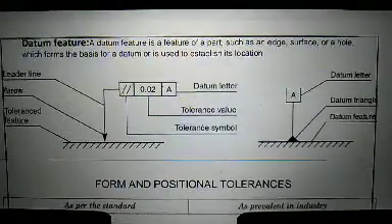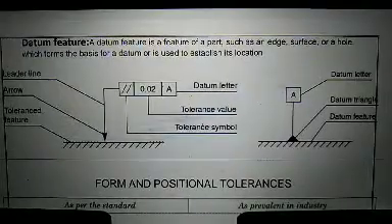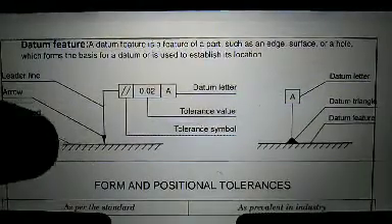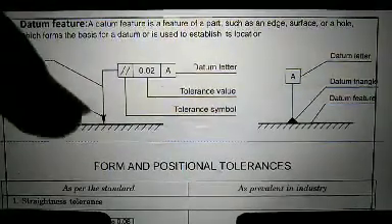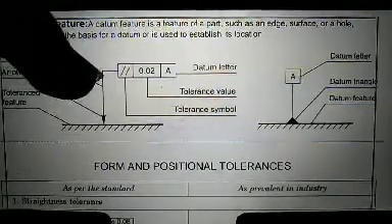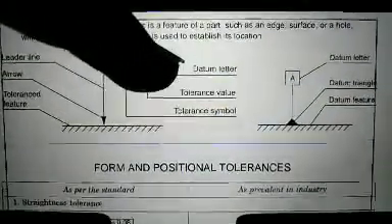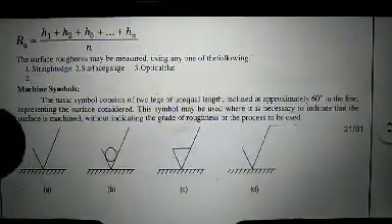Now, what is the datum feature of that symbol shown? The datum feature is the feature of a part such as an edge, surface or a hole which forms the basis of datum or is used to establish its location. For datum feature there is a surface, tolerance features, arrow is shown and leader line. Tolerance symbol is shown in the first box, tolerance value in the second box and datum letter in the third box. Then it is also shown by this symbol for which datum feature is there, datum triangle and datum letter, as per the rule.